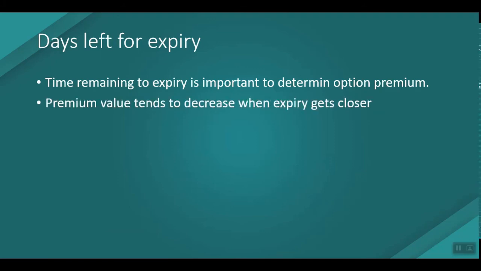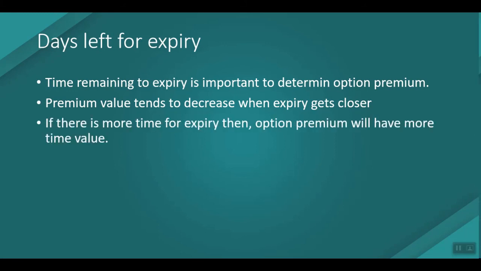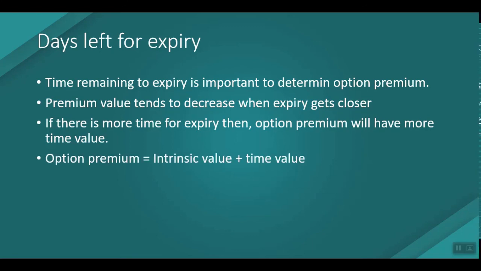Okay, so the days left for expiry, the time remaining to expiry, is important in determining the option premium. The premium value tends to decrease when expiry gets closer, which is due to time value. So if there is more time to expiry, then the option premium will have more time value. Okay, so option premium is equal to intrinsic value plus time value.